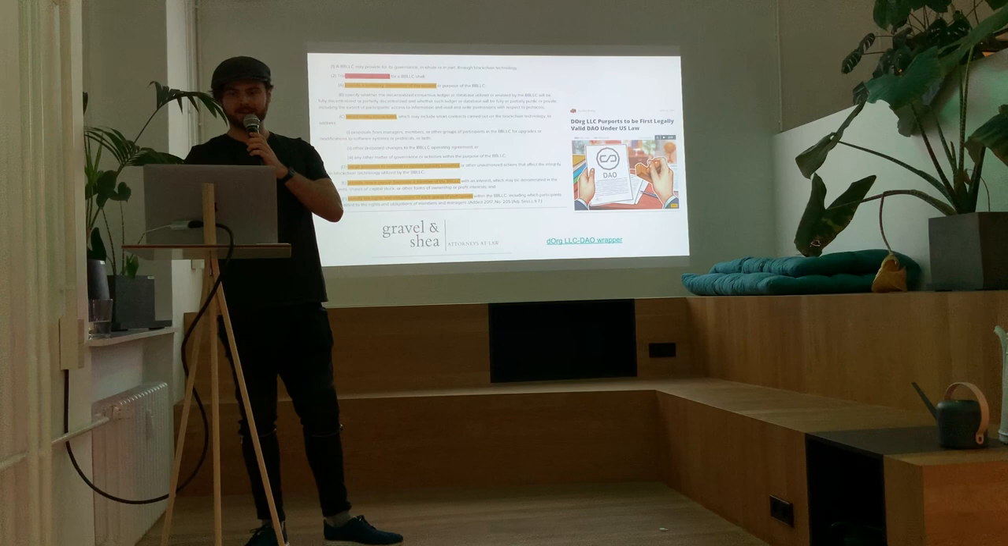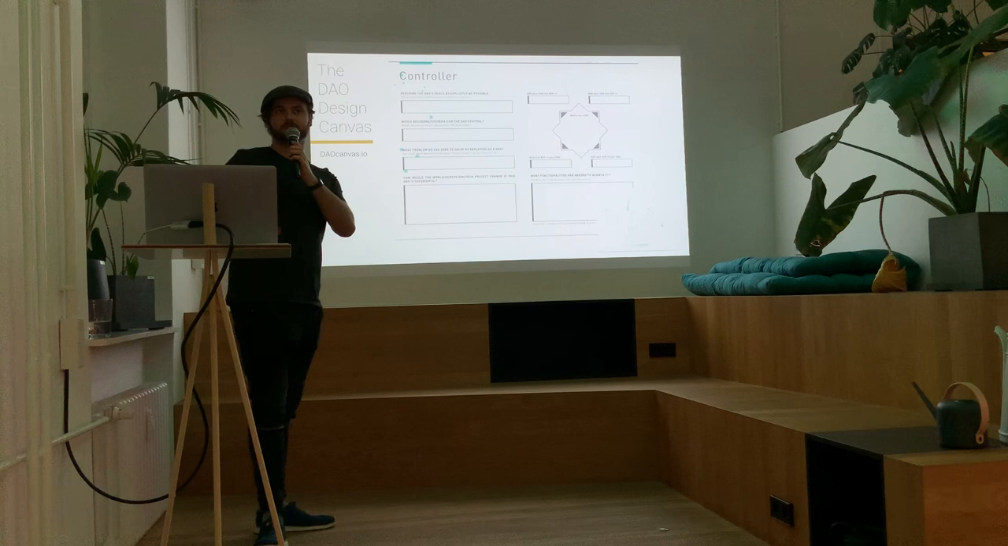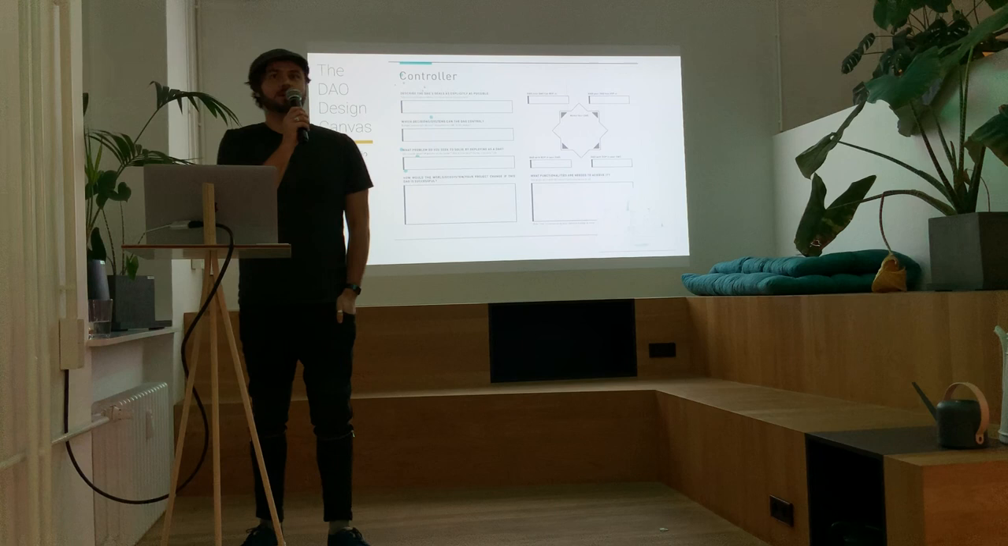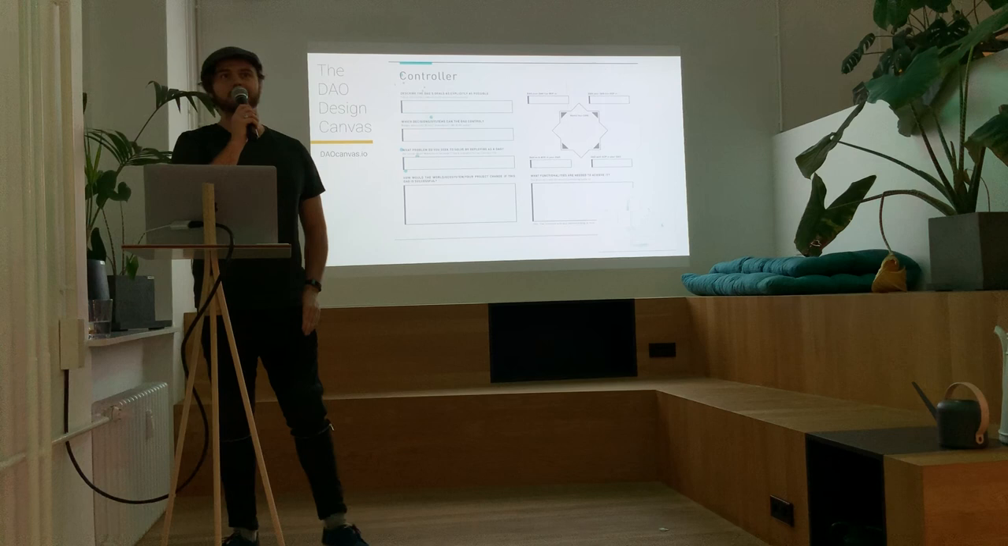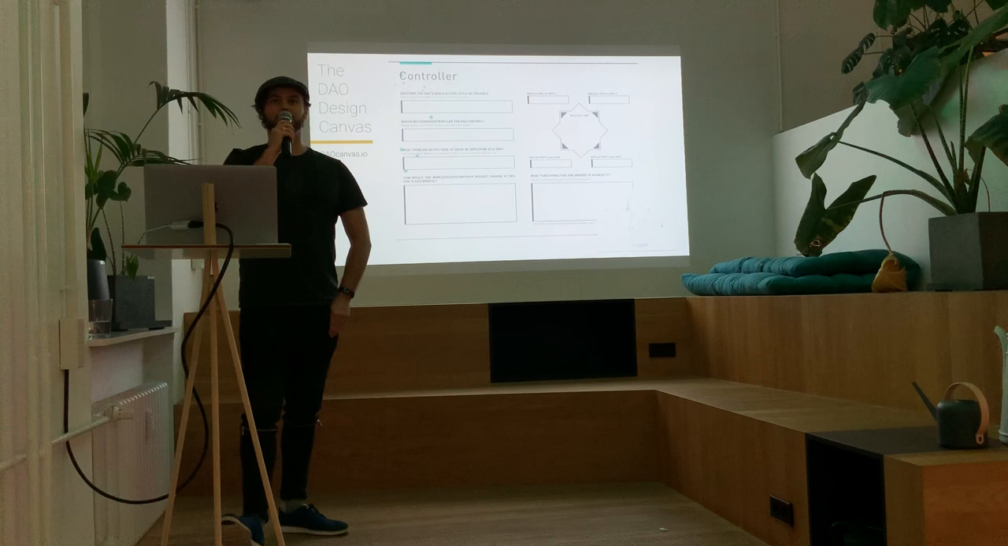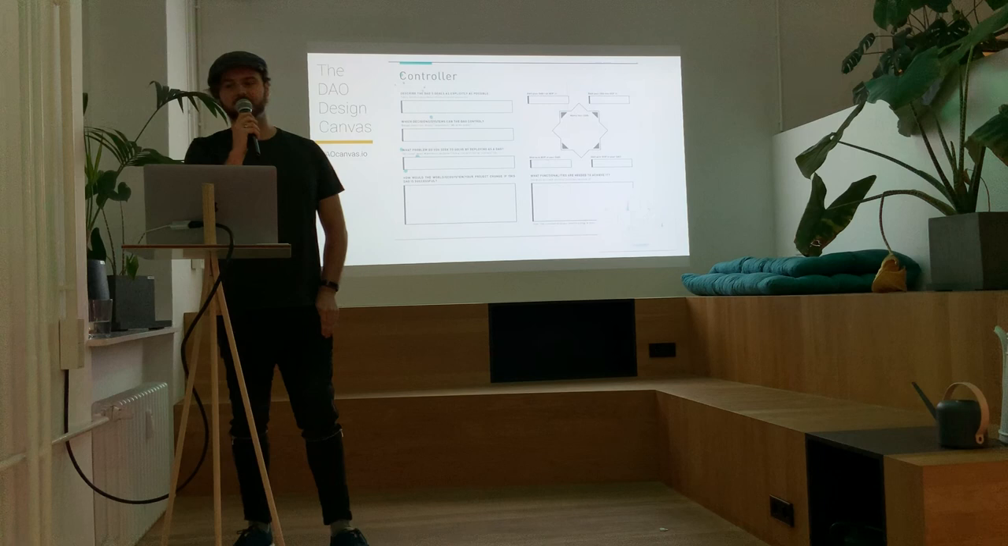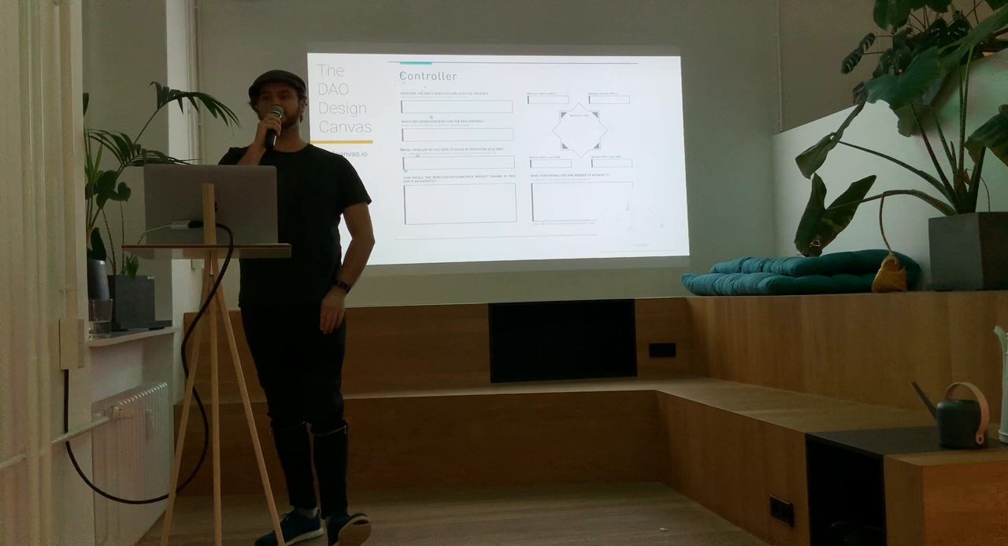Final bits, a couple of resources for you all. First, this is a design canvas. If you've ever been in a startup, you've probably used one of these before just to figure out your product market fit and your strategy. We created one for decentralized organizations. This is a real hit because it might be the only one in the world, and it lets people start thinking about, how should we structure our own DAOs? And we've gotten some really amazing ideas that have come out of this workshop. If you go to daocanvas.io, you can download it and play with it yourselves. Have at it.